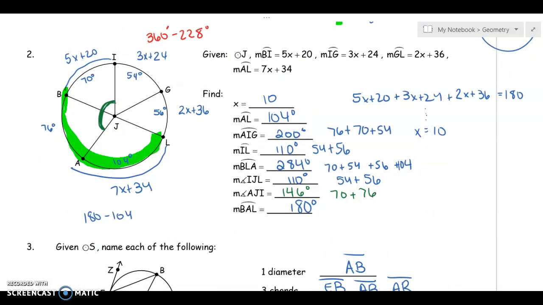Same kind of idea. We started off with BI, IG, and GL. We were given this arc and this arc. And if you notice, if you put all three of those arcs together, you get half of a circle, which would be 180 degrees. So that's what we did. We added those three arcs up and set it equal to 180 degrees, and we were able to find x. And then after that, we utilized different things like the fact that this is a 180 degree arc, or the angles equal the arcs. So this angle will equal this arc, this angle will equal this arc, and vice versa. So we were able to find different pieces that way.